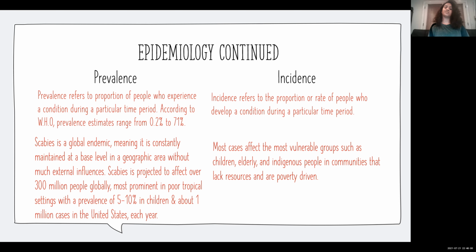Scabies is projected to affect over 300 million people globally, most prominent in poor tropical settings with a prevalence of 5 to 10% in children and about 1 million cases in the United States each year. Most cases affect the most vulnerable groups such as children, elderly, and indigenous people in communities that lack resources and are poverty stricken.